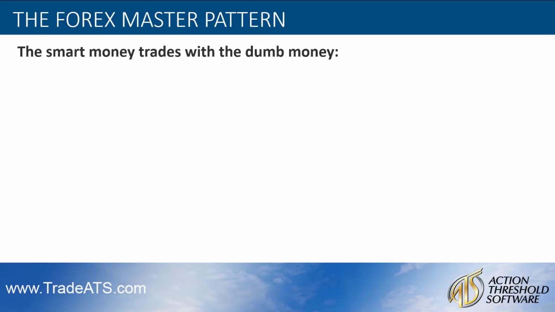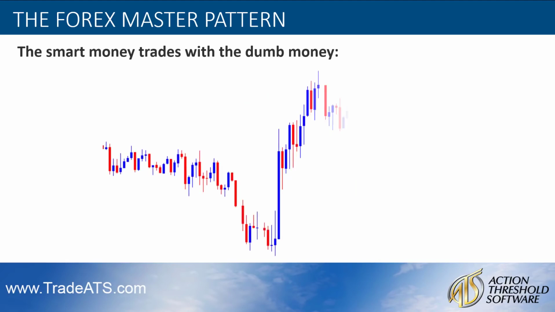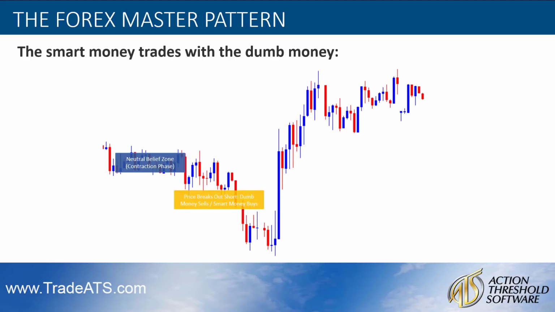So just to further illustrate how this all plays out, let's take a look at this screenshot here. Where's our contraction phase? Right here. We got our neutral belief zone. Retail traders are going to see this, especially if they're only trading off of one chart like a lot of people are taught to. They're going to start to be apathetic. They're not going to really have any beliefs of the market going up or going down. It's just going sideways.